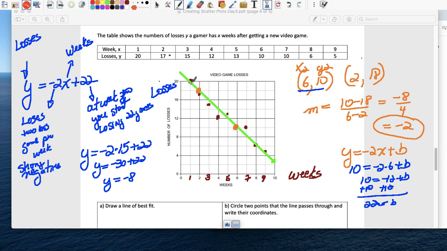So at 15 weeks, it doesn't make any sense, right? Because how can it be? It means that he doesn't lose anymore. He's so good, negative 8 losses. It's beyond losing, so it probably means he stops losing and starts winning 8 games at that point. Okay, and that's it.